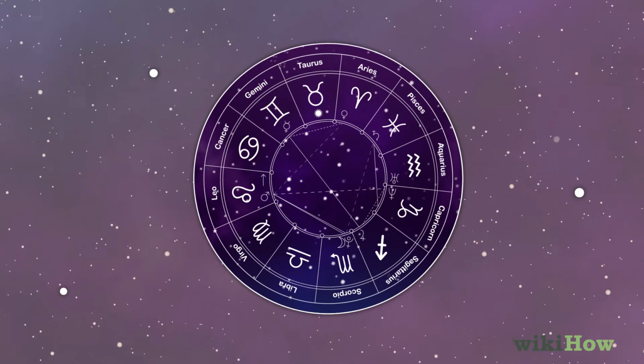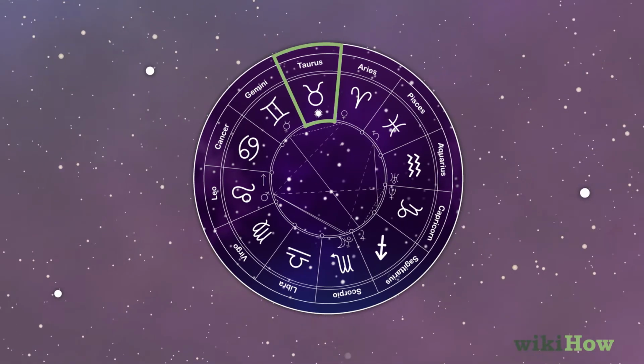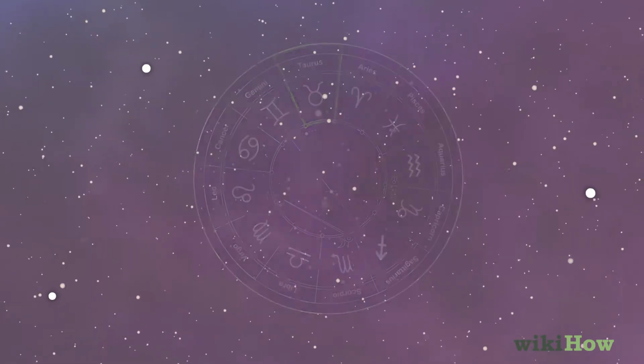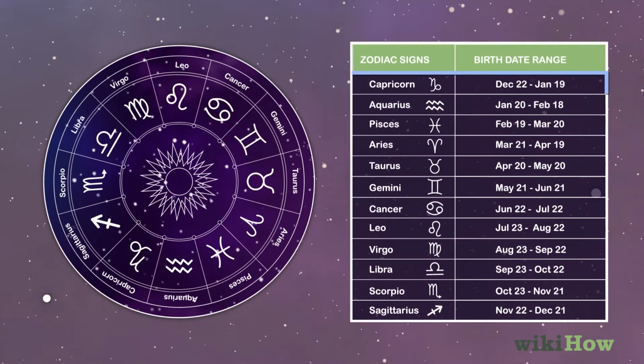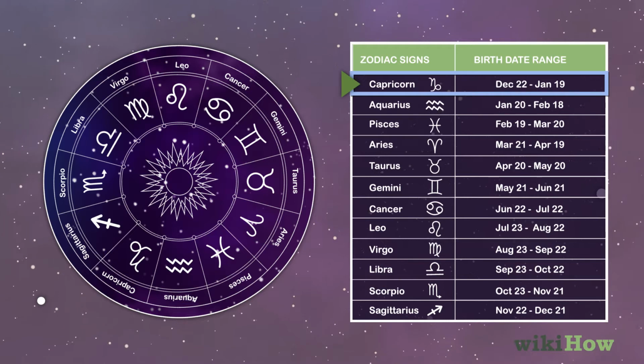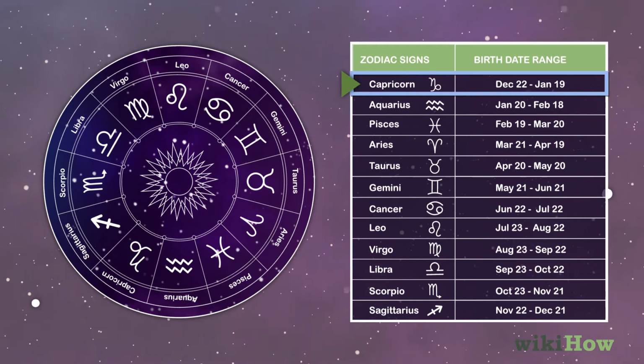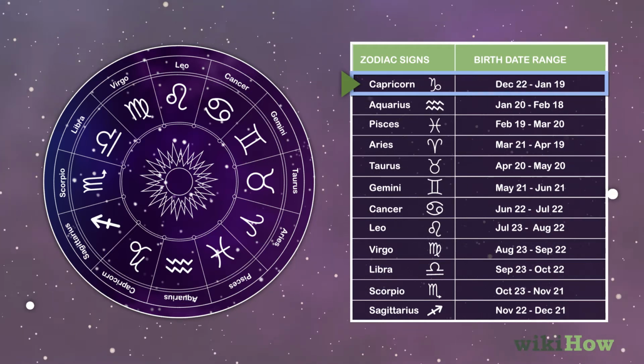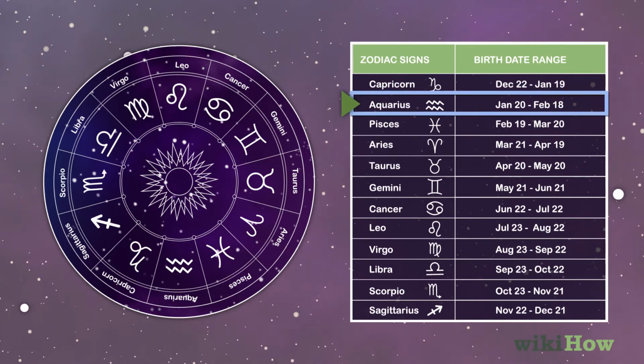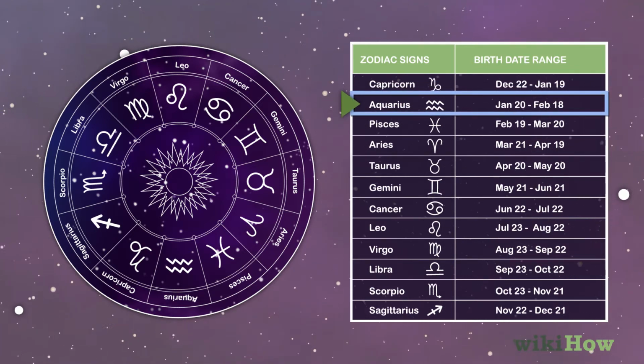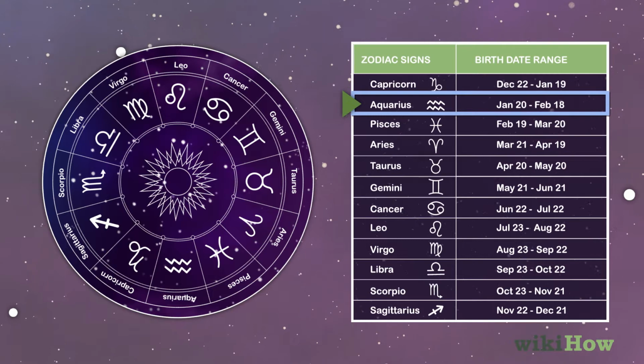On a personalized birth chart, you should see a sun symbol in the appropriate space for your sign. For instance, if you were born between December 22nd and January 19th, your sign is Capricorn. If you were born between January 20th and February 18th, you are an Aquarius, and so on.